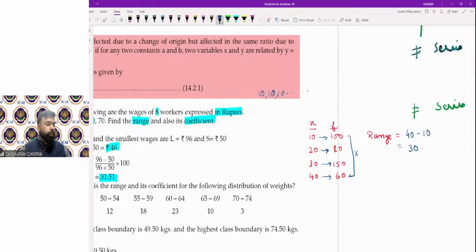Range is equal to 30. So you don't have to find fx. You don't have to calculate the difference of frequency. Only difference of x. सिर्फ x का ही difference आपको लेना है और कुछ भी नहीं करना है. Okay, understood?